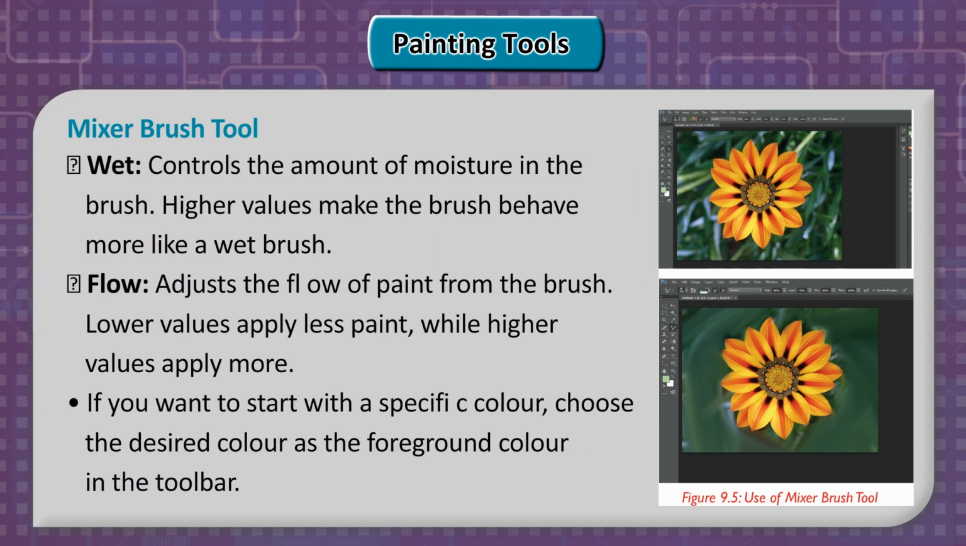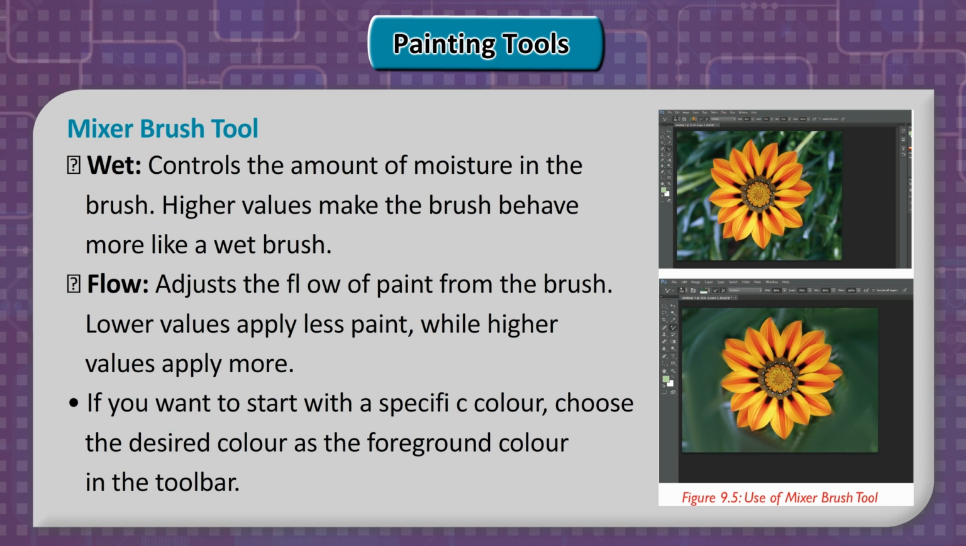Wet. Controls the amount of moisture in the brush. Higher values make the brush behave more like a wet brush. Flow adjusts the flow of paint from the brush. Lower values apply less paint, while higher values apply more. Figure 9.5. Use of Mixer Brush Tool.